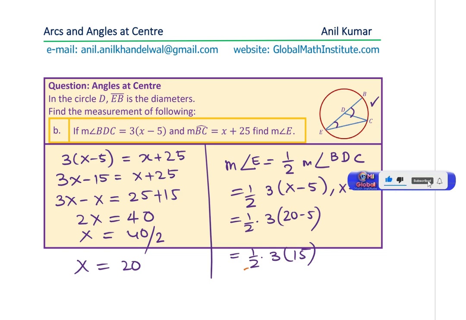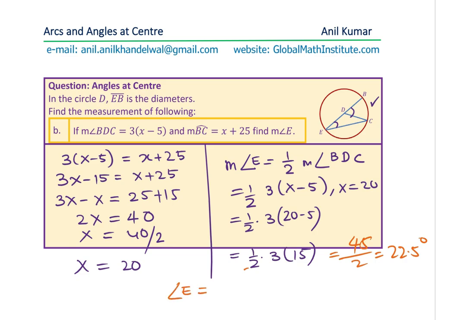So 3 times 15, 45 divided by 2 is now the angle, right? So let's calculate this value, which is 45 divided by 2, or 22.5 degrees. So the answer here is that the angle E is equal to 22.5 degrees. I would like you to do your calculations so that you can check your calculations and even my calculations.